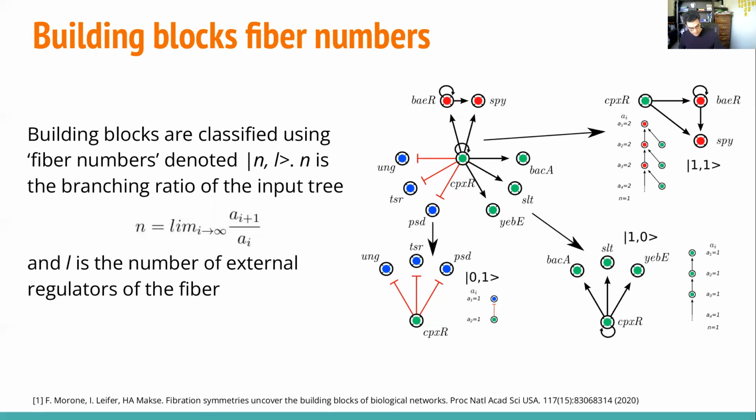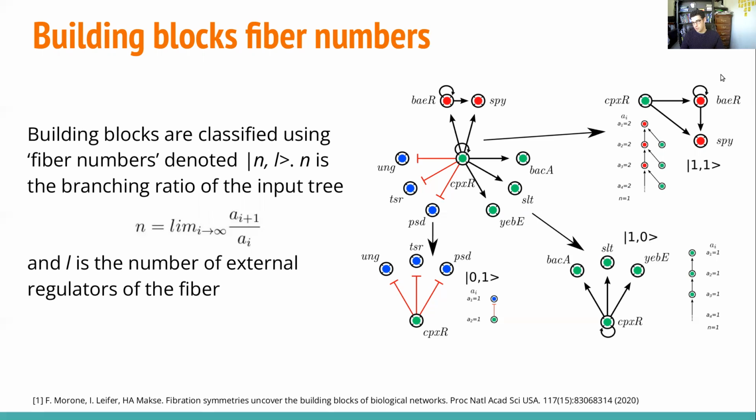The first fiber number, and these fiber numbers characterize the input tree of a fiber in this building block. So if we consider, for example, this green fiber here, it only consists of all the green nodes because no other nodes send inputs here. So the input tree is just going to be this infinite chain, just one node on every layer. So the branching ratio, as we talked about before, is equal to 1, and there are no external regulators. So 2 numbers: n is the branching ratio and L is the number of external regulators. So this circuit is classified as 1, 0.